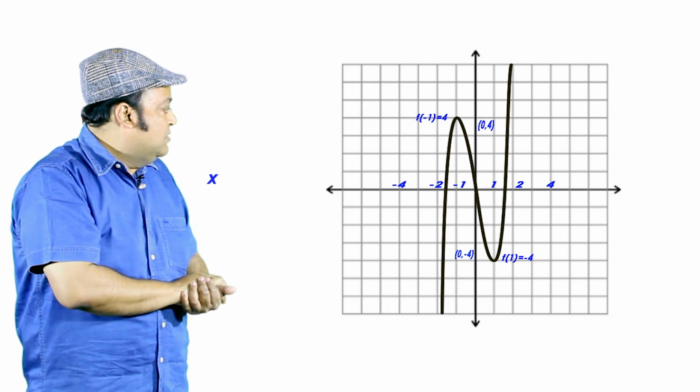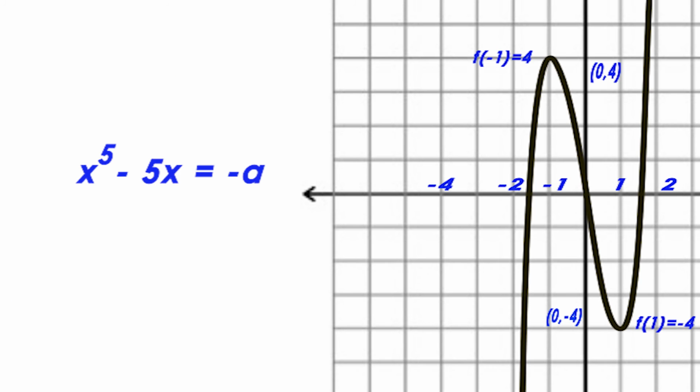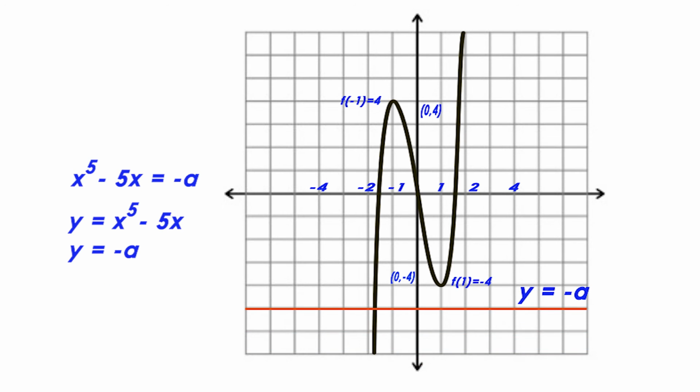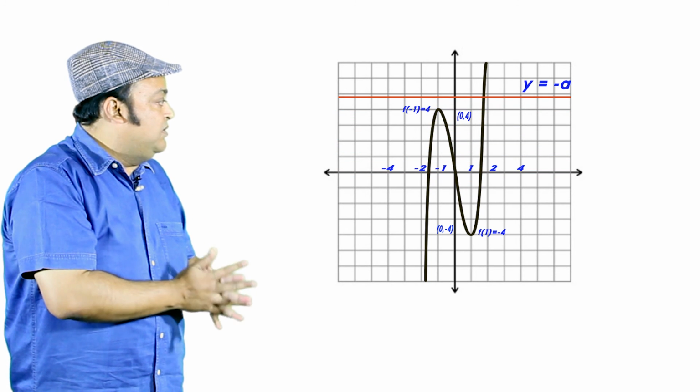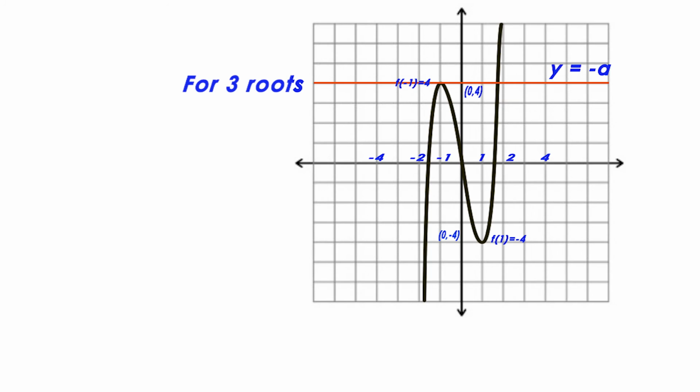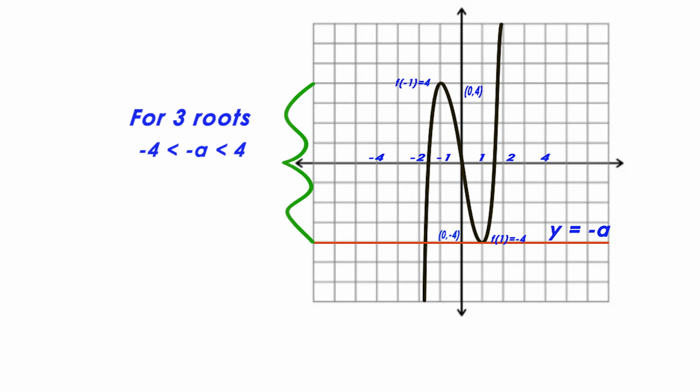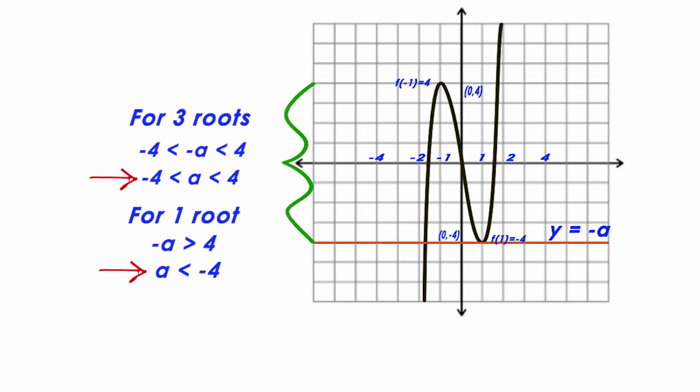The problem is to find out the intersection points of these two curves. One is y equal to x to the power 5 minus 5x and one is y equal to minus a, a straight line. This straight line will intersect the curve at various points. We need to find out the points at which it will give 3 roots or 3 intersection points. So, for 3 roots, minus a lies between minus 4 and 4, which gives us this result. And if it has to be one root or one intersection point, then minus a has to lie beyond these values. These are the results.